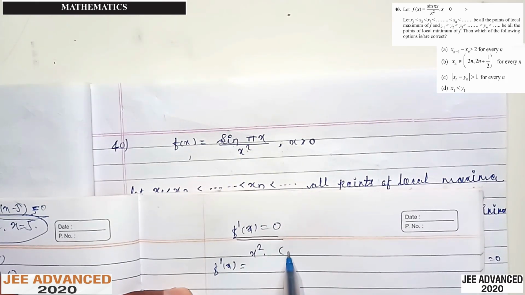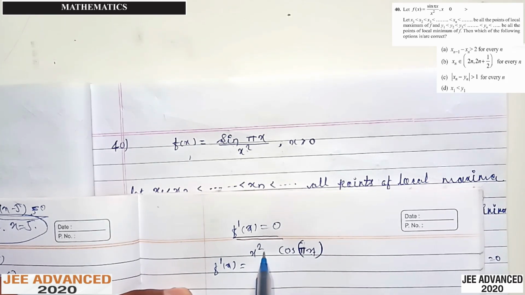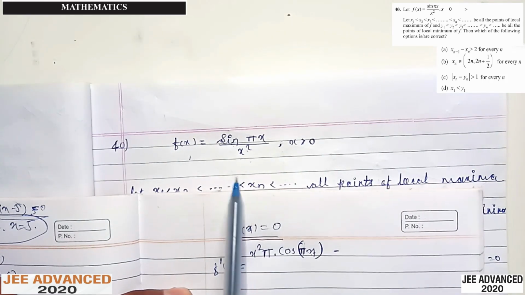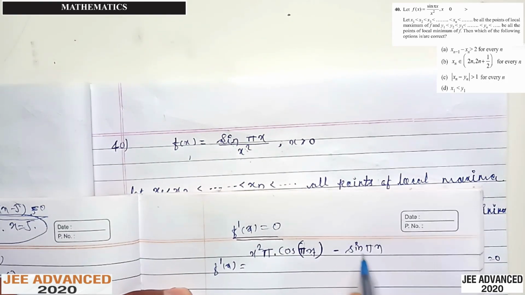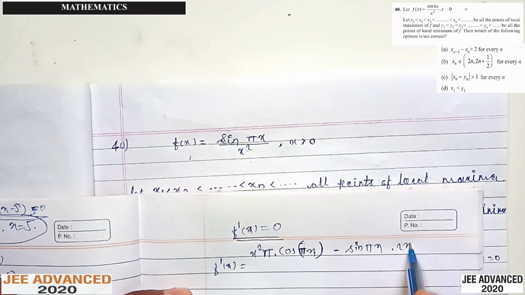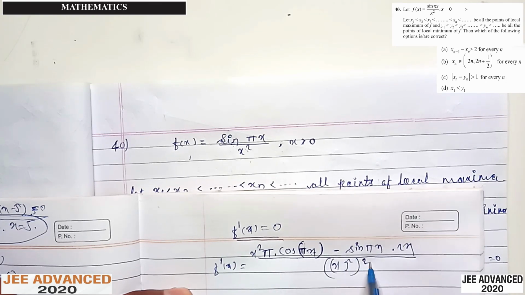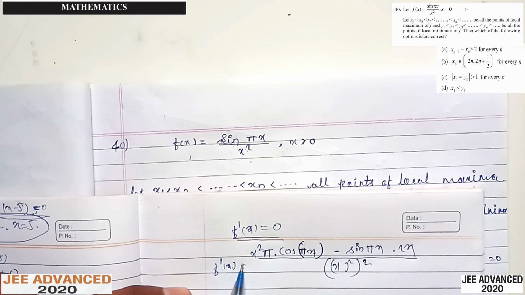Sin pi x has differentiation cos pi x, and we differentiate that further, so differentiation of pi x will be pi only. So this is v into derivative of u, minus u, x square sin pi x as it is, into differentiation of v, which is 2x, upon v square, that means x square raised to 2. V square means x square raised to 2. This one is the differentiation, f dash of x.